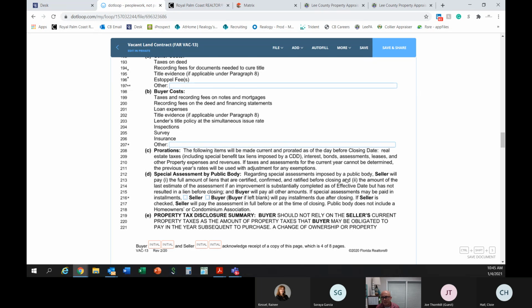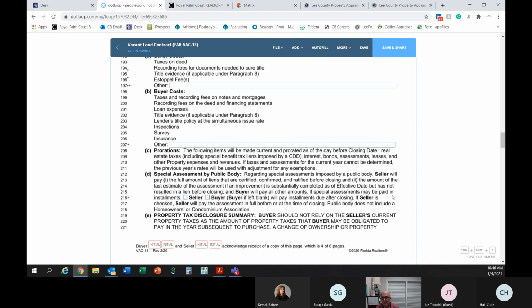Regarding special assessments imposed by a public body, seller will pay the full amount of liens that are certified, confirmed, and ratified before closing, and the amount of the last estimate of the assessment if an improvement is substantially completed as of the effective date, but has not resulted in a lien before closing. Buyer will pay all other amounts.